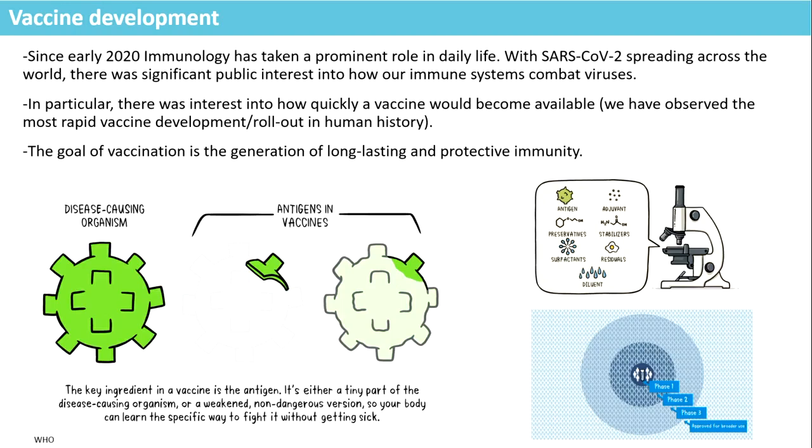But there are also other things that we need to consider. So in addition to what antigen we're going to use, we also need to consider the presence of an adjuvant, any preservatives, stabilizers, surfactants, or any other kind of components that we need to consider in that. And then of course, typically you move through several different phases of testing it out and making sure that it's safe.